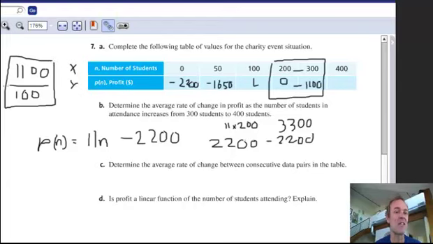Now that, if I do the division, is 11. The average rate of change is 11, which means $11 for every student. But look, lo and behold, that is the number here. So we're going to talk about that later. But yeah, the average rate of change, or the slope, is that 11, which is already in the equation. So that's kind of not magic. We'll discuss that later. Is profit a linear function of the number of students? Yes, it is, because if we were to graph this, it would go up by $11 for every student. If I was to graph that, it'd be a nice straight line.